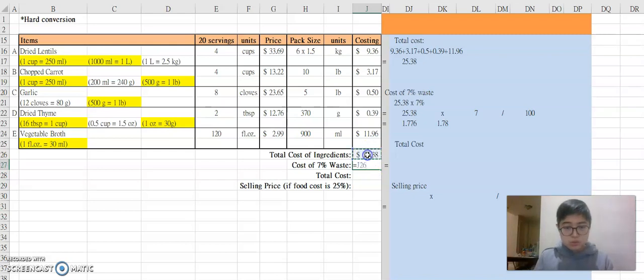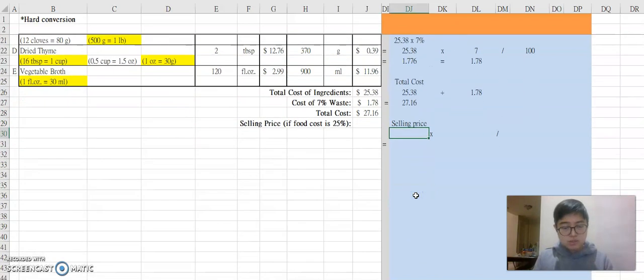In Excel, it equals the total cost of ingredients times 7 divided by 100. The answer is the same, 1.78. And the total cost is 25.38 add 1.78. This one is equal to 27.16. We can use sum again. Sum these two selections, close bracket, that's the same.